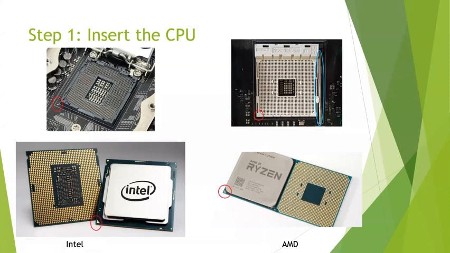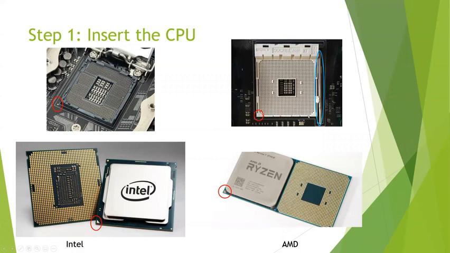Now, you may have noticed, as it's highlighted in red, that all of these CPUs and the motherboard each have a distinct marking on one side or one corner. It's mostly a triangle, but it can also be a dot as well. And that represents which direction we need to put the CPU in, in which the marking on the CPU should align with the marking on the motherboard.